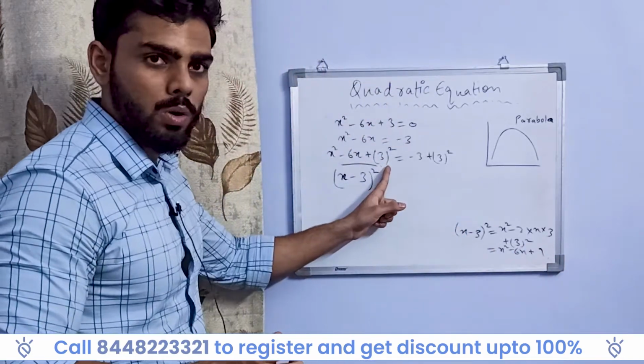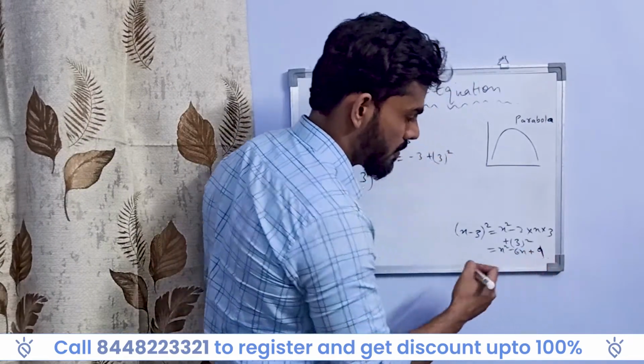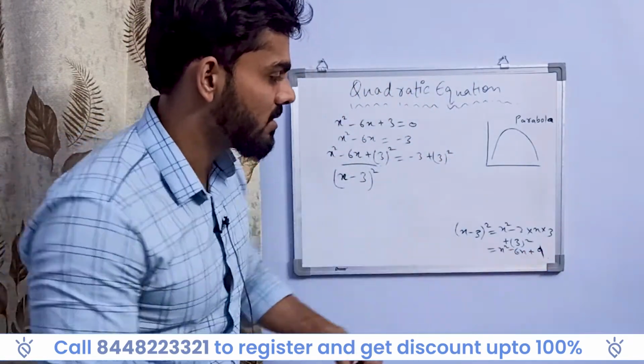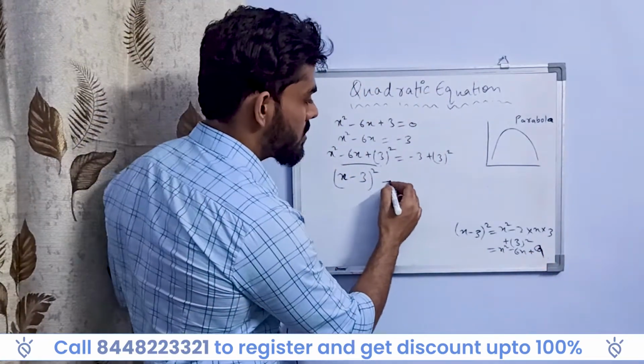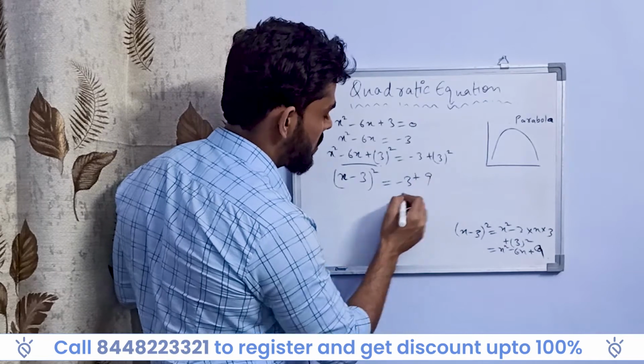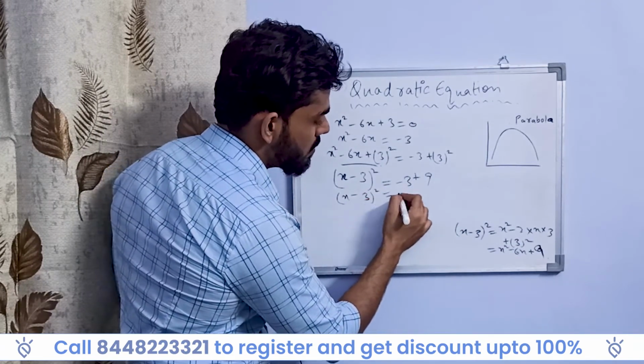This is a square right now here. It will be 9 after squaring. So you will exactly get this: x square minus 6x plus 9. This is 9. Okay. Now what next? You will just solve this. This is minus 3. This will be 9. Now what you will do here? It will be x minus 3 whole square, and this will become 6.